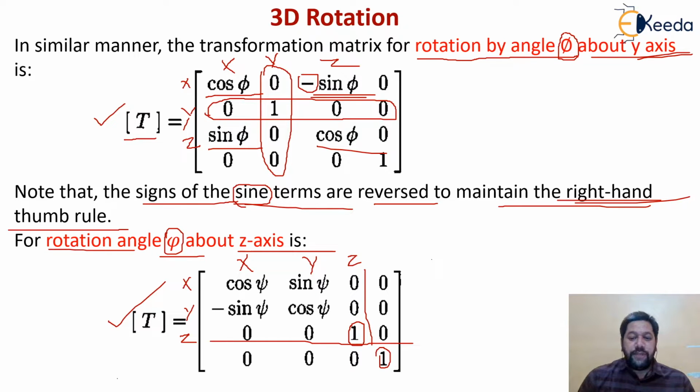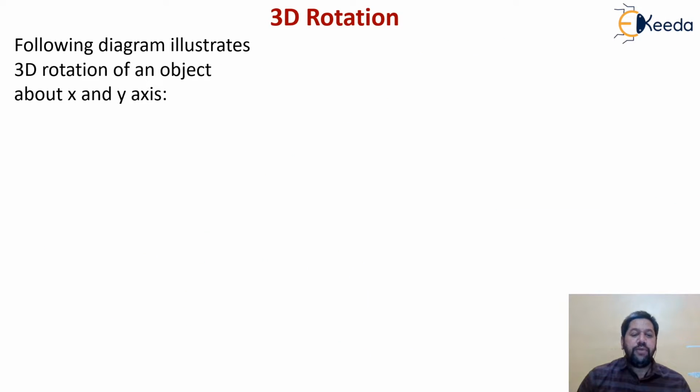So remember the 3D rotation matrix. We have seen in the previous slide the matrix about the x-axis, this is for the y-axis and this was for the z-axis. So this is a very important topic related to 3D rotation. Let us continue our discussion of 3D rotation, considering an example with the help of a diagram showing how exactly the object is rotated in three dimensions. I'm moving to the next slide now. Here what we have written is: the following diagram illustrates 3D rotation of an object about the x and y axis.